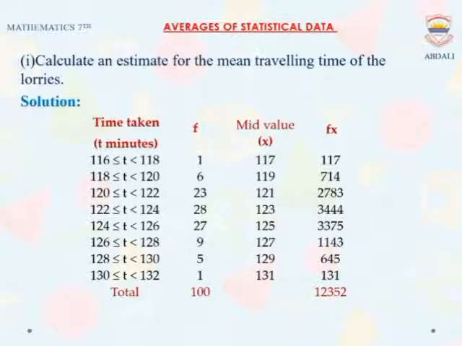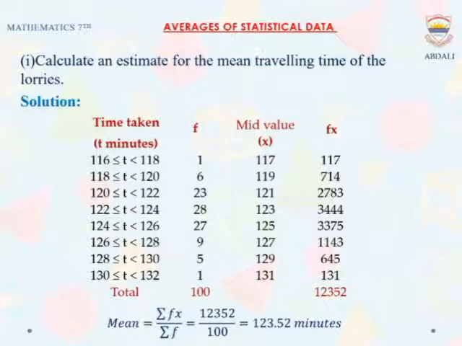So now we will find the total of fx, which is 12352. Now we will put it in the mean formula, which is sum of fx divided by sum of f. We will put sum of fx 12352 and divide it by 100, and the answer will come as 123.52 minutes. Previously we have seen answers in centimeters because the heights were in centimeters. Now in the question time was in minutes, so we have to write the unit of minutes with it.